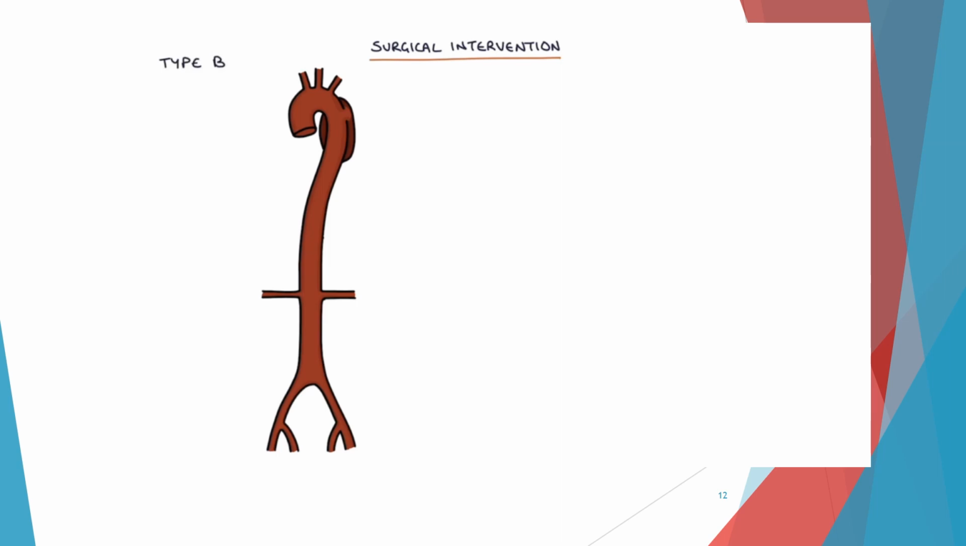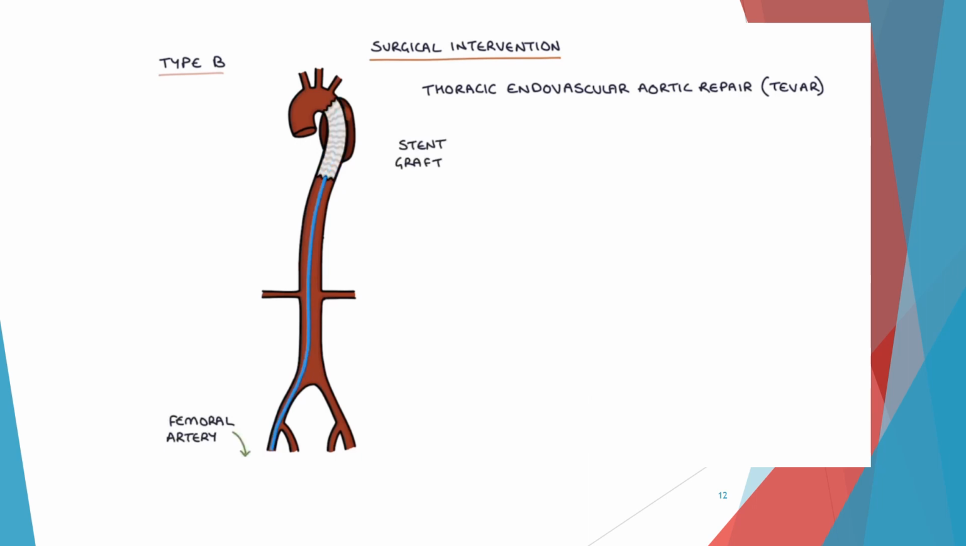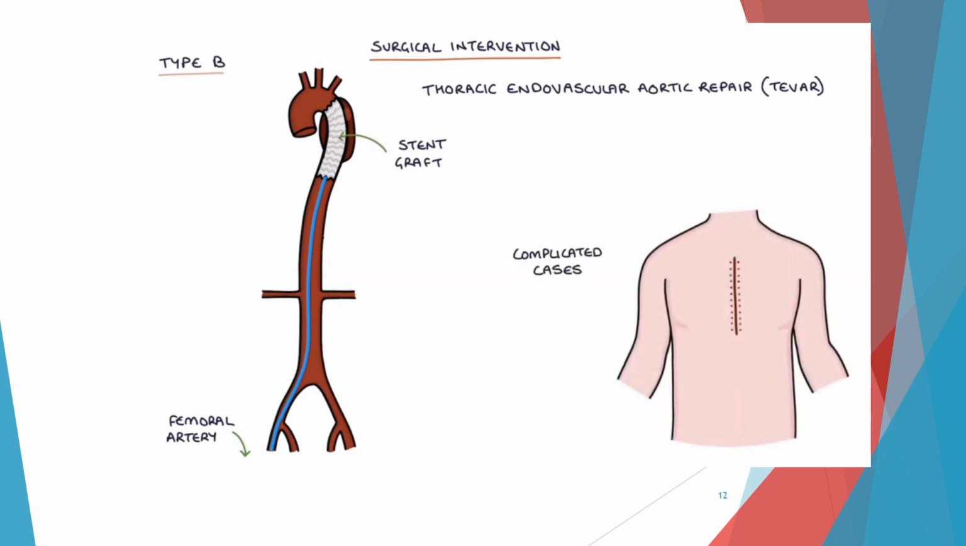A type B dissection, which remember affects the descending aorta after the left subclavian artery, may be treated with thoracic endovascular aortic repair or TEVAR. This involves inserting a catheter via the femoral artery and then inserting a stent graft into the affected section of the descending aorta. Complicated cases may require open surgery.